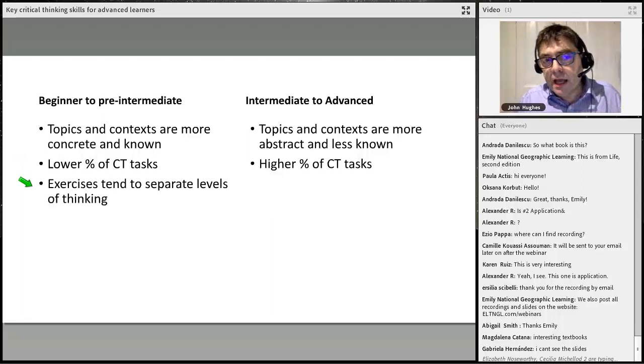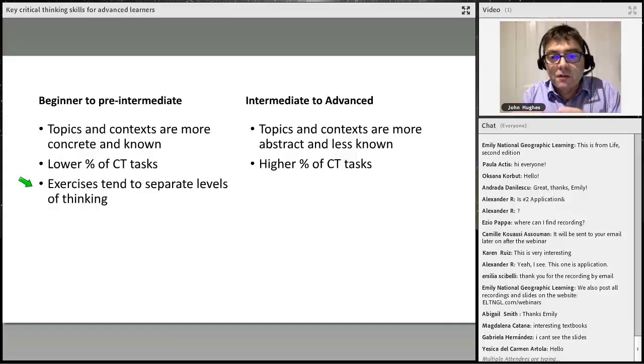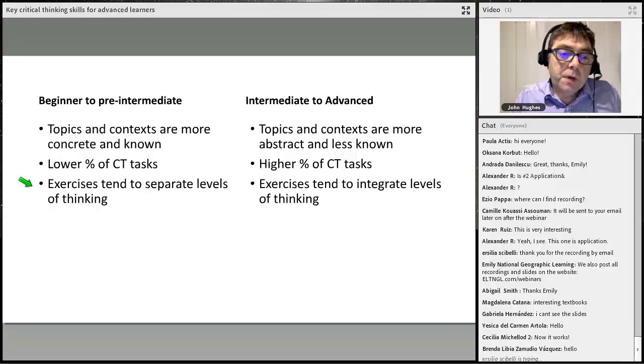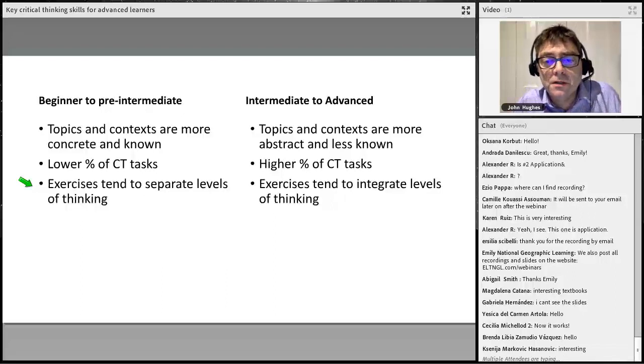Exercises with lower level material tend to separate levels of thinking. So we'll have an exercise about basic comprehension, and then another exercise which is developing critical thinking. But with advanced learners, we can integrate levels of thinking, and they can be working in both higher order and lower order thinking almost simultaneously. The two things are working in parallel with some exercises.